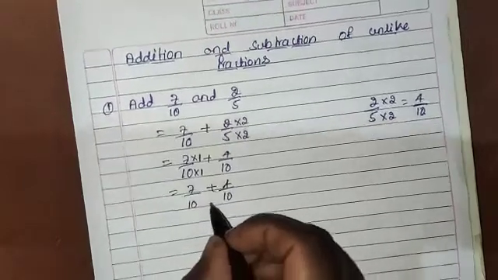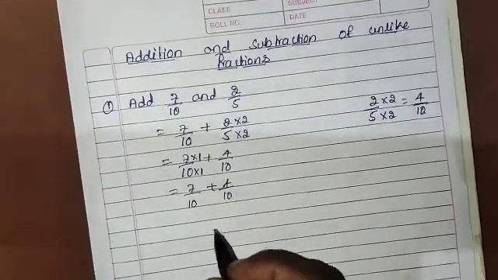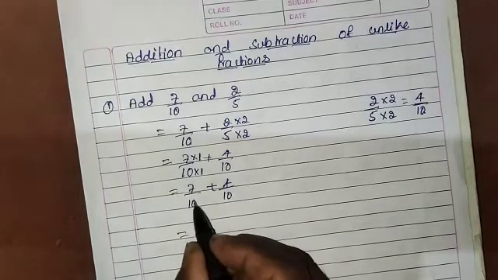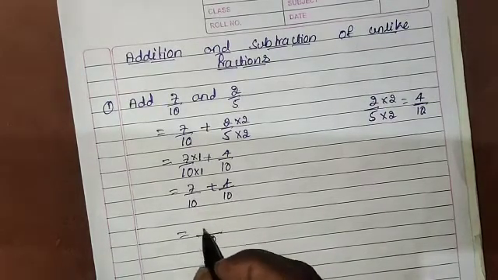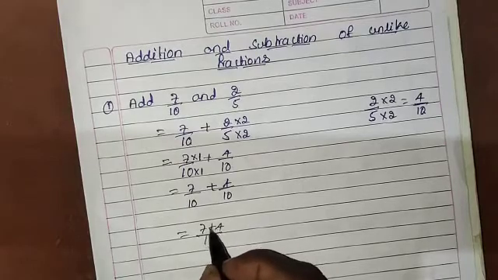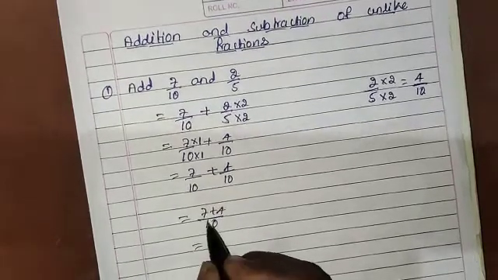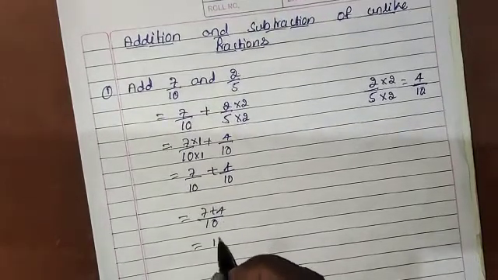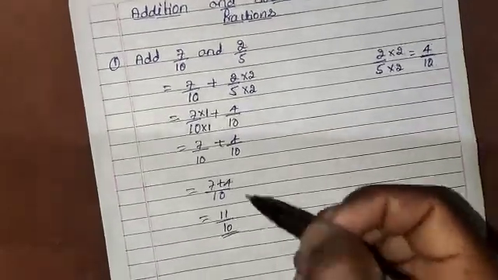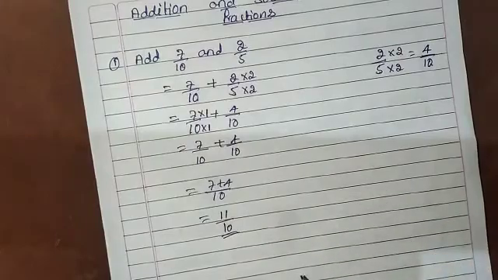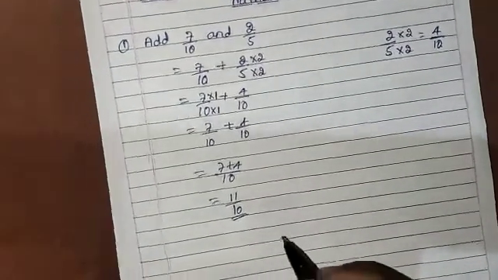Now these two fractions are like fractions, so we can easily add. The denominators are the same, so the LCM is the denominator itself, 10. Now we add the numerators: 7 plus 4 is 11, divided by 10, is the final answer. Thus we convert unlike fractions into like fractions and then add them.